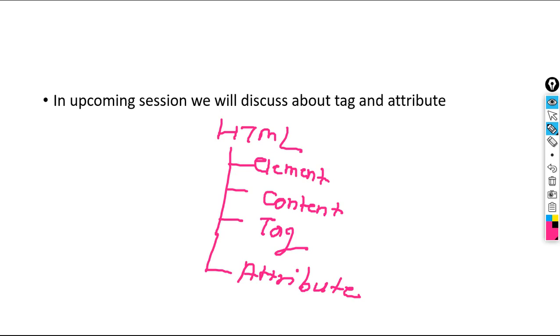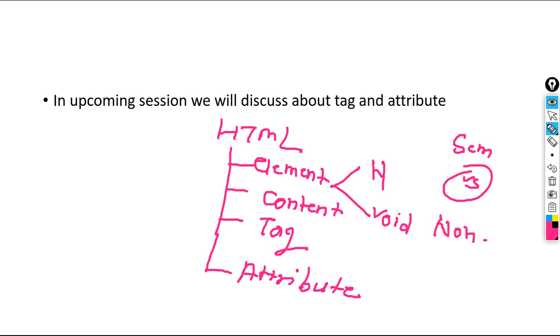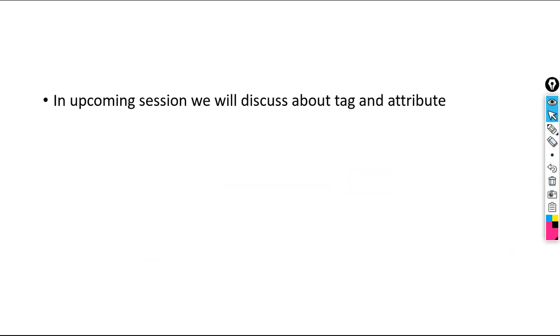Okay, so we have learned element, types of element, normal and void, correct? Then we have learned semantic versus non-semantic element. And just now we have learned what is content. So element is done, content is done. What is remaining? Tag and attribute. These two things we will learn in upcoming session.